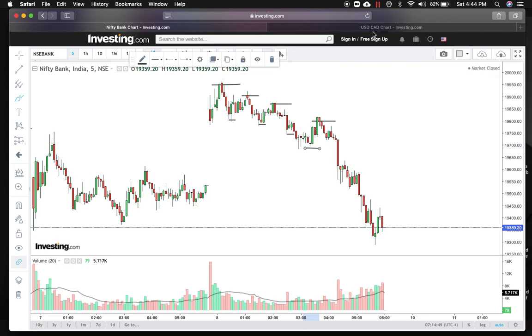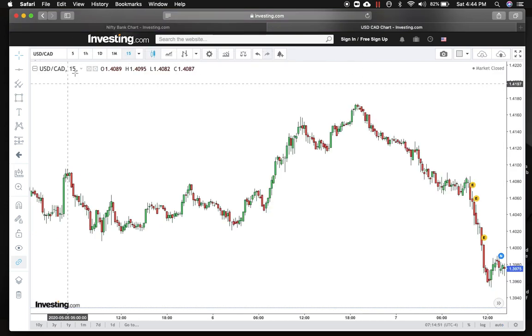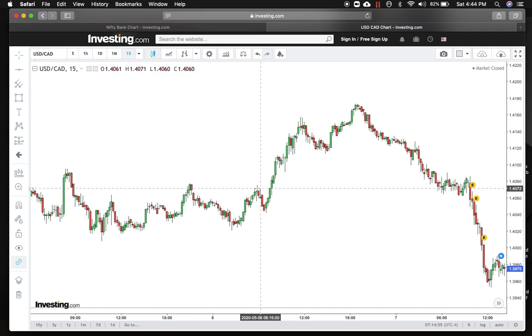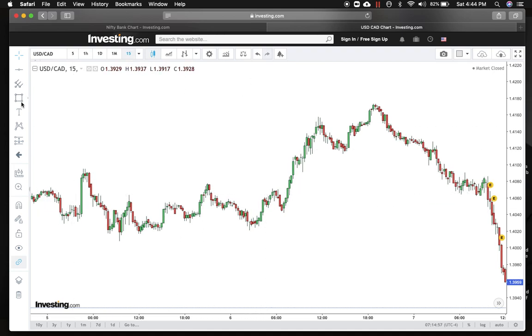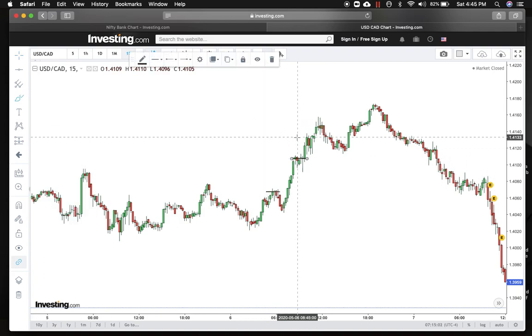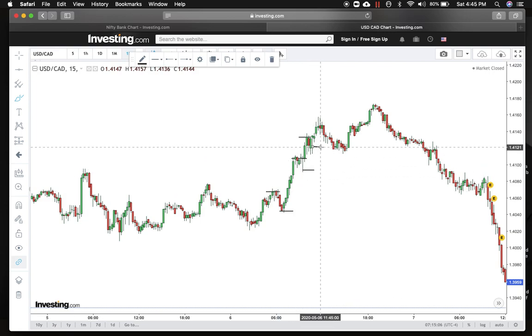An example of an uptrend would be on the chart of USD versus Canadian dollar on the 15-minute chart, where you can see higher highs and at the same time higher lows. So that is an example of an uptrend. The first step is to identify the trend in the market. Is it consolidating, is it in an uptrend, or is it in a downtrend?